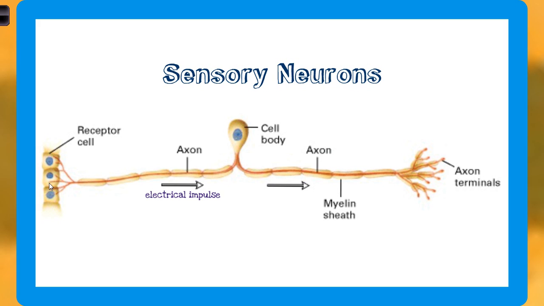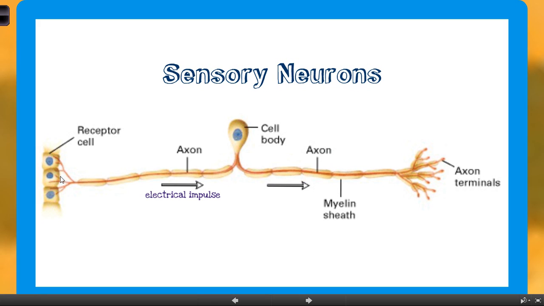The dendrites interact with the receptors, pick up that information and send an electrical impulse down the axon. You'll notice in a sensory neuron the cell body is often somewhere along the line, somewhere in the middle. From there it'll go into the cell body and out the other side and continue down the axon, until it reaches the axon terminal.